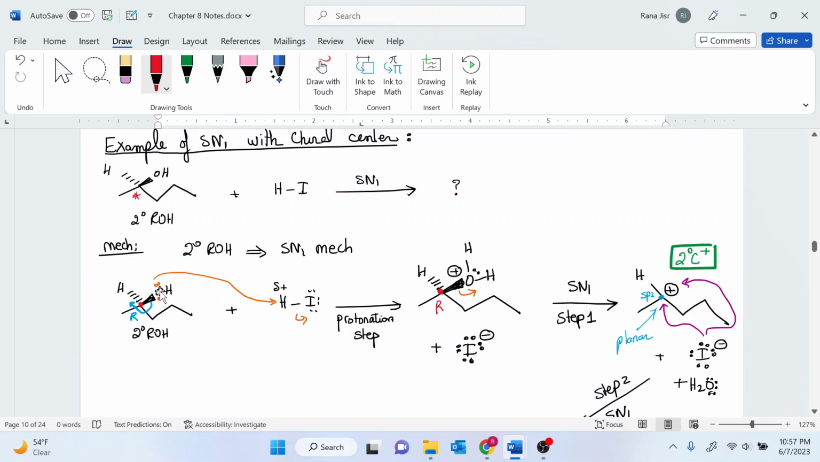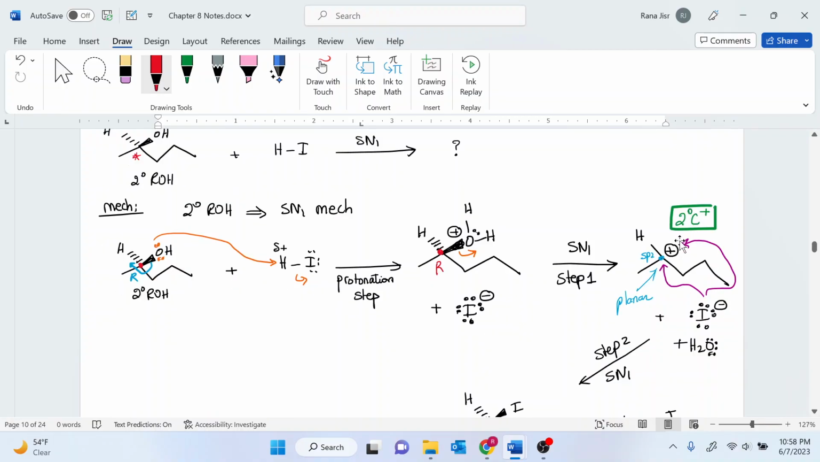Or actually, all I did over here is just I protonated the oxygen by simply adding a bond to this oxygen in there. I did nothing to the chiral center bonds. They are still the same. So that is going to be step one of the reaction. Then water is going to leave since it's an SN1 reaction, and I'm going to create my carbocation. The max that we can form is a secondary carbocation.